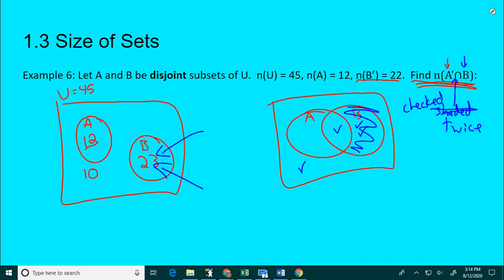There we go. So that is section 1.3 on sizes of sets. And I will continue to try to end this with, but my computer is not letting me.